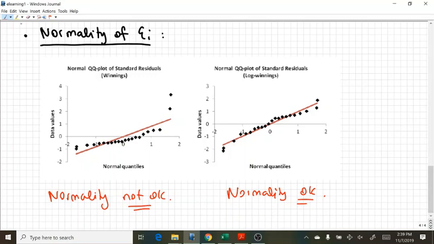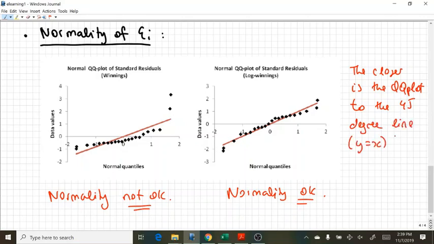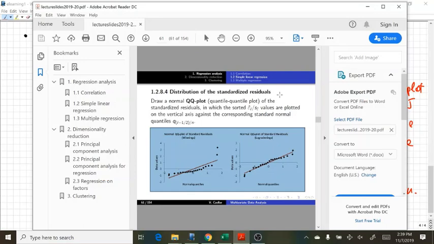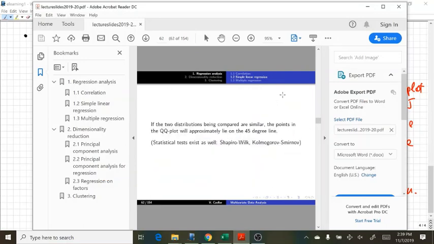And so how do I do it? The closer the QQ plot is to the 45-degree line, meaning the y equals x equation, the better the normality assumption, the more accurate the normality assumption. All right, so basically that's all I wanted to tell you.